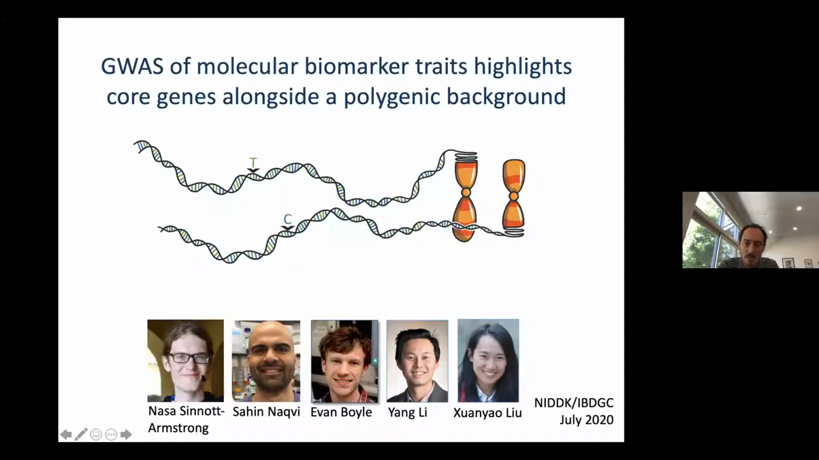Before I go on, I just want to highlight a few of the key people who've been in my lab over the last few years, shown at the bottom here, who've driven a bunch of these projects. In particular, Nas and Sahin have led the work on the biomarkers that I'll be talking about, as well as Evan and Young, who started these projects about 4 or 5 years ago.